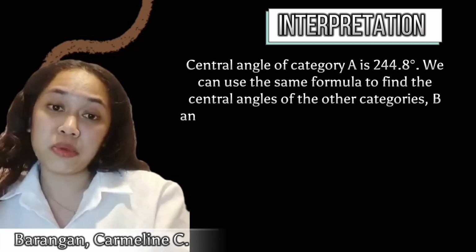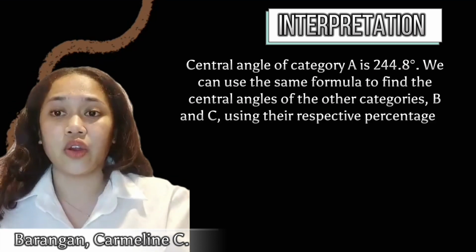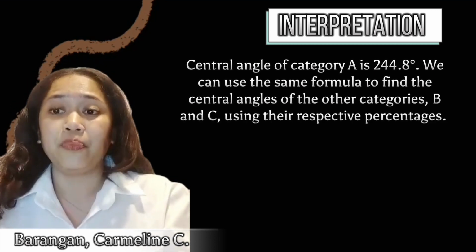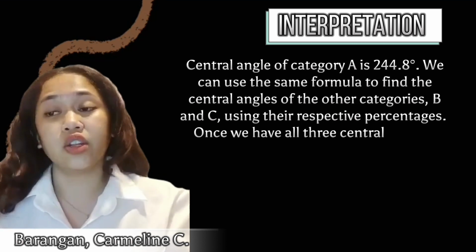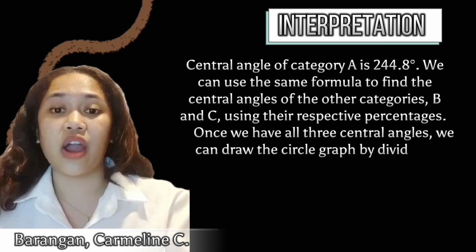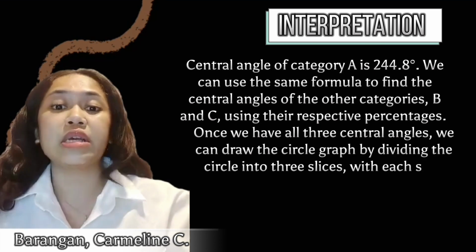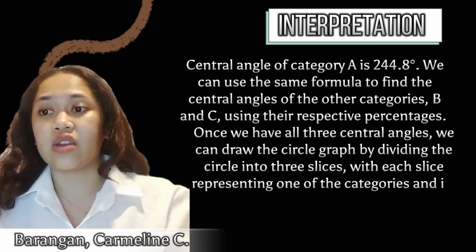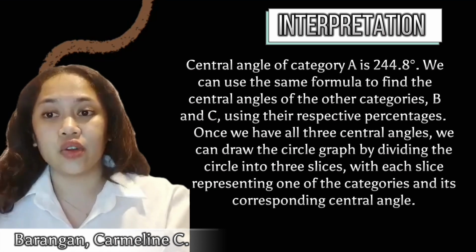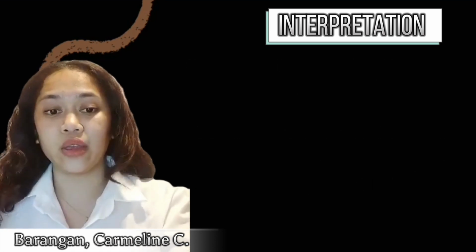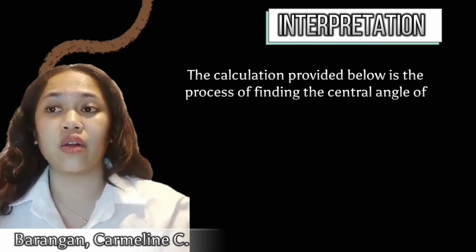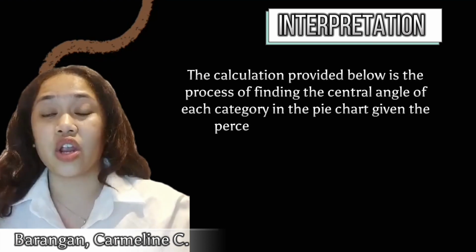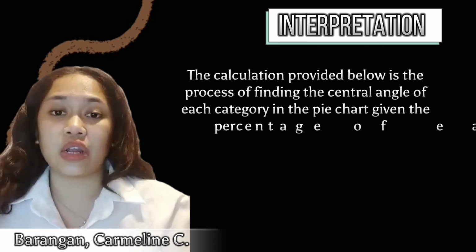We can use the same formula to find the central angles of the other categories, B and C, using their respective percentages. Once we have all three central angles, we can draw the circle graph by dividing the circle into three slices, with each slice representing one of the categories and its corresponding central angle. The calculation below is the process of finding the central angle of each category in the pie chart, given the percentage of each category.